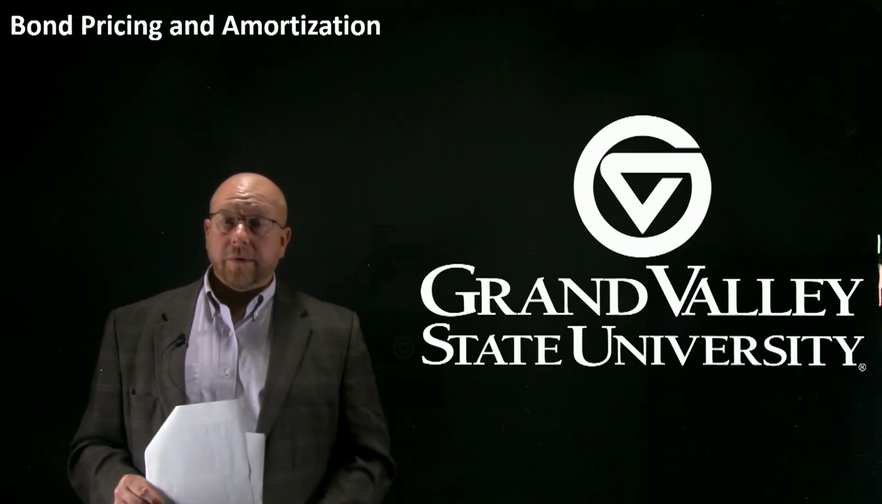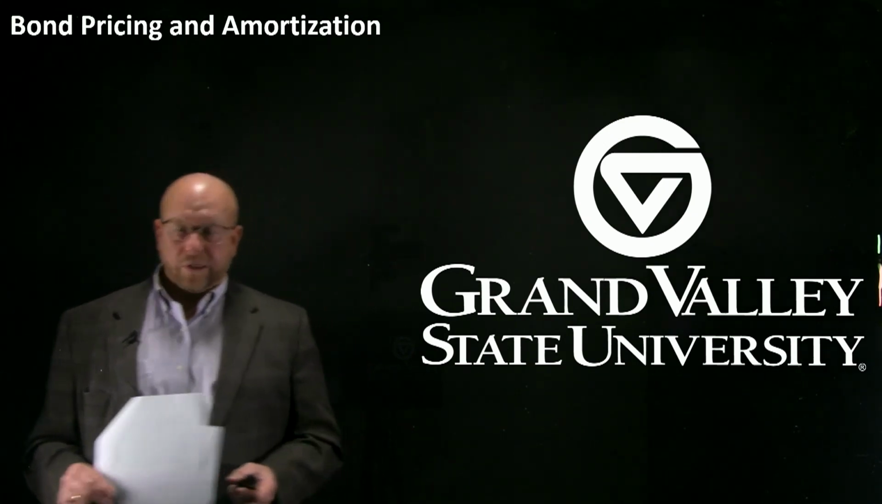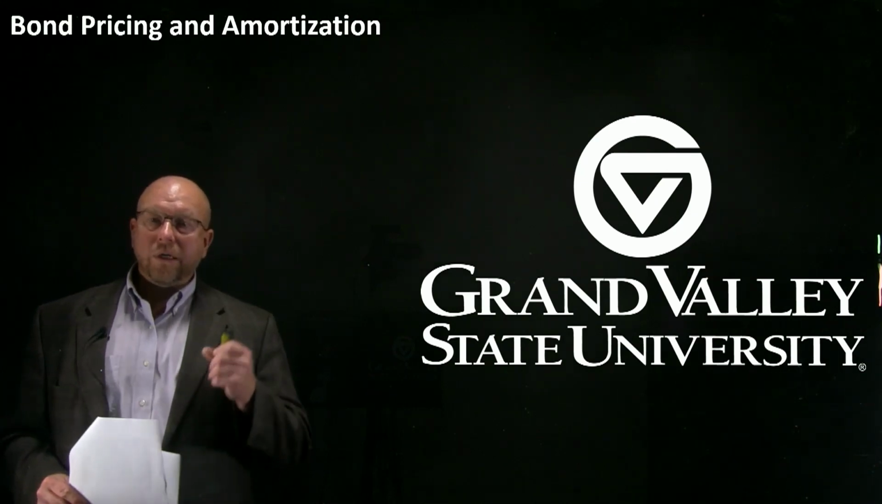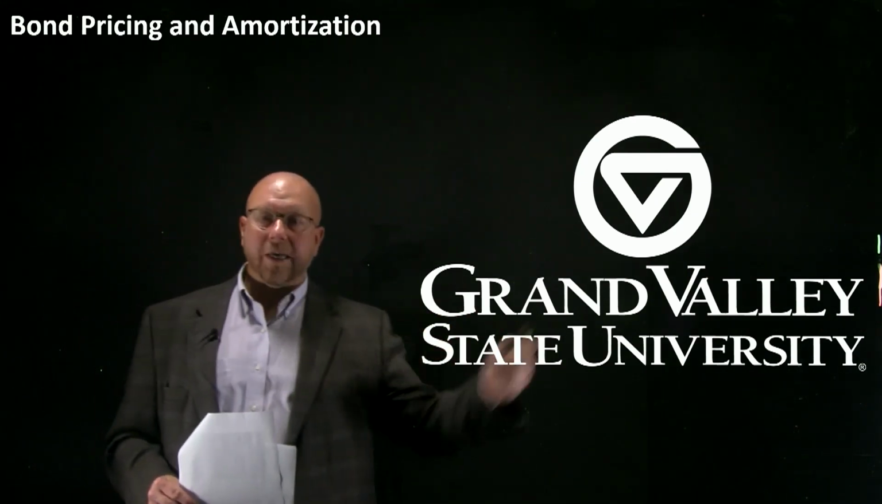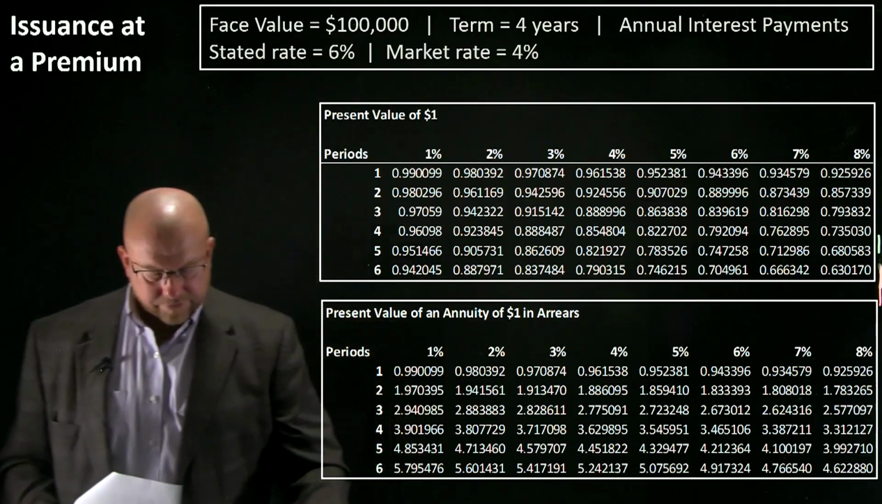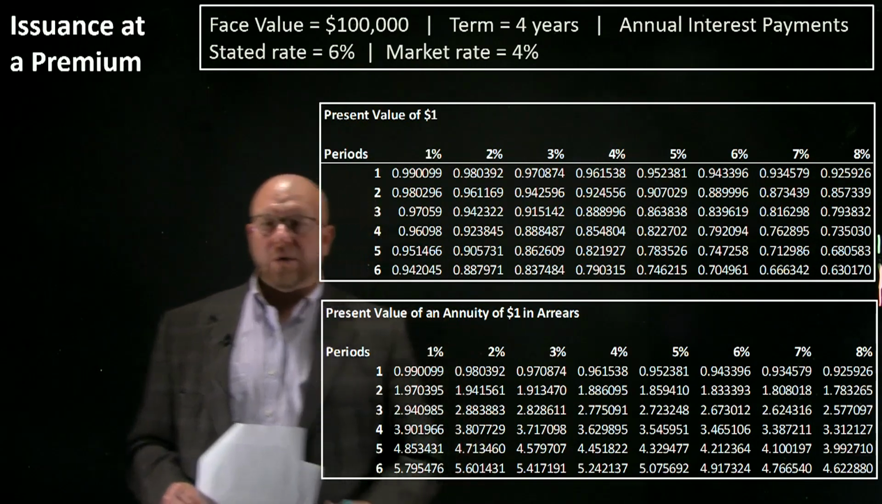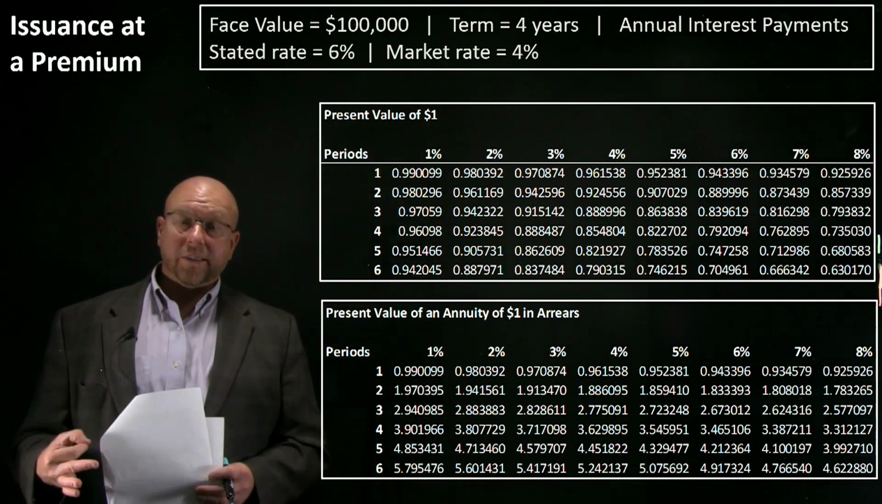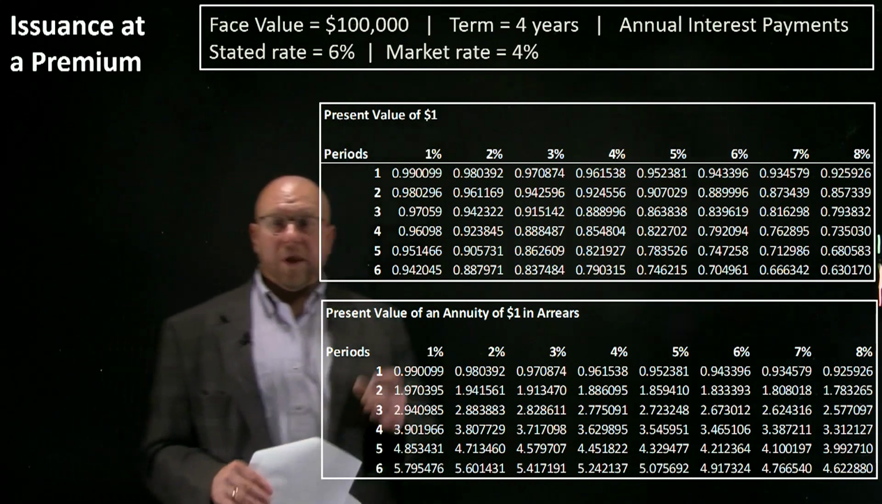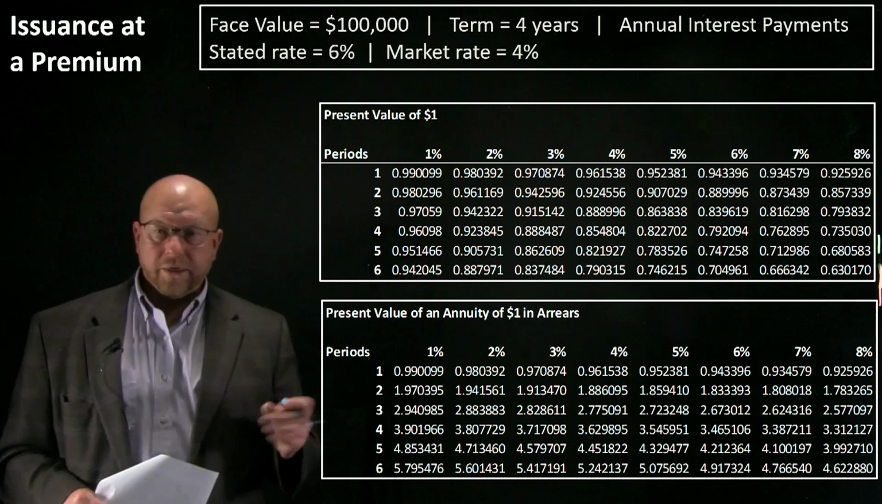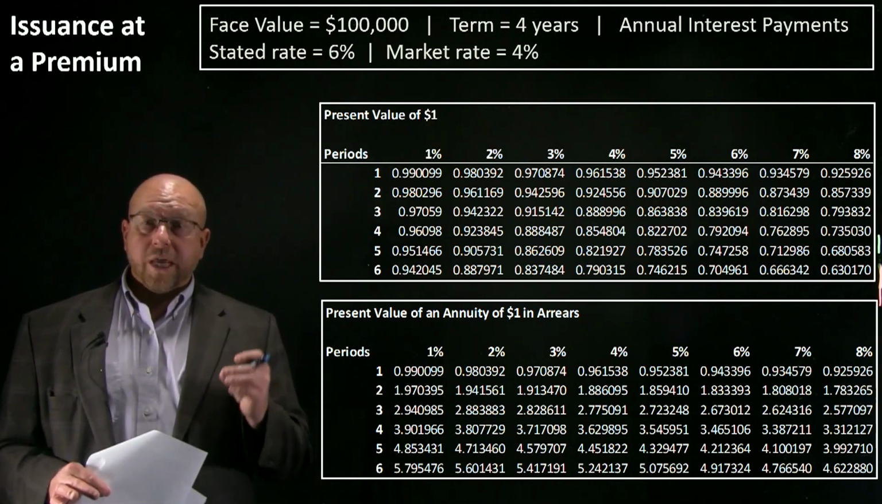I'd like to take a minute here, actually a few, quite frankly, and talk about how we determine the price of bonds and then how we're going to amortize those bonds over their lives. Now, bonds are either going to be issued at a premium, at a discount, or at face value, sometimes called par. And we have to understand what's happening with a bond.